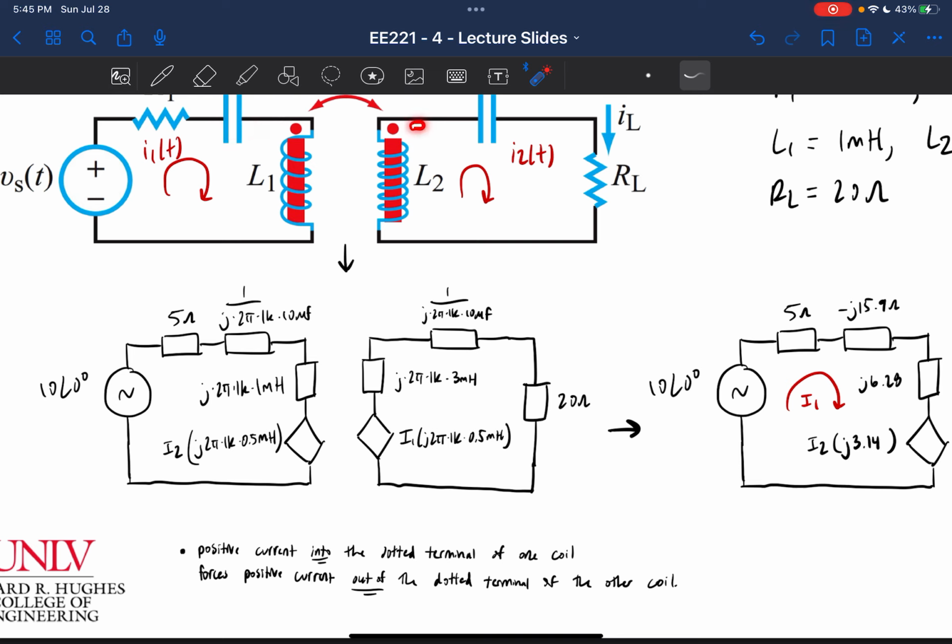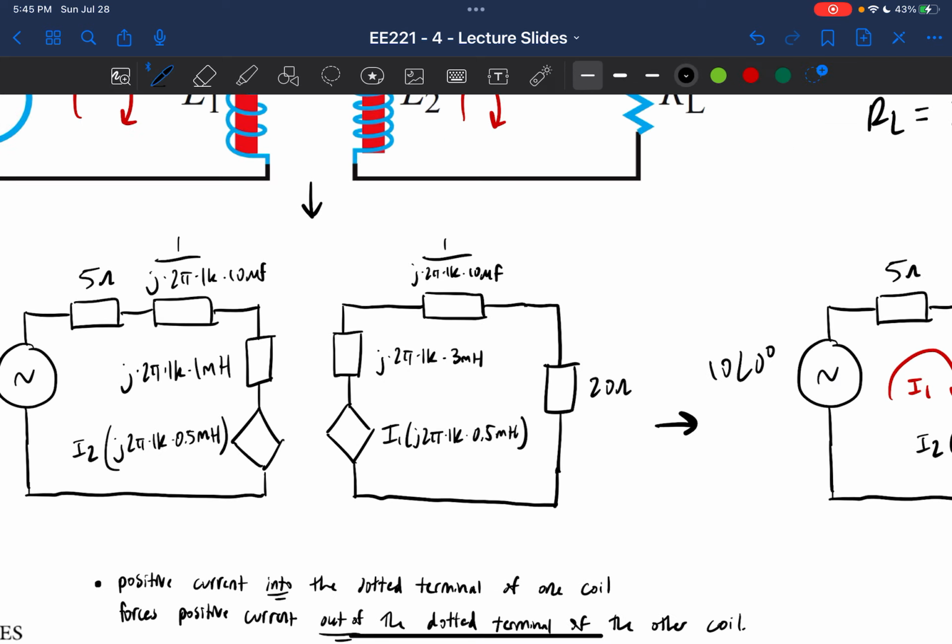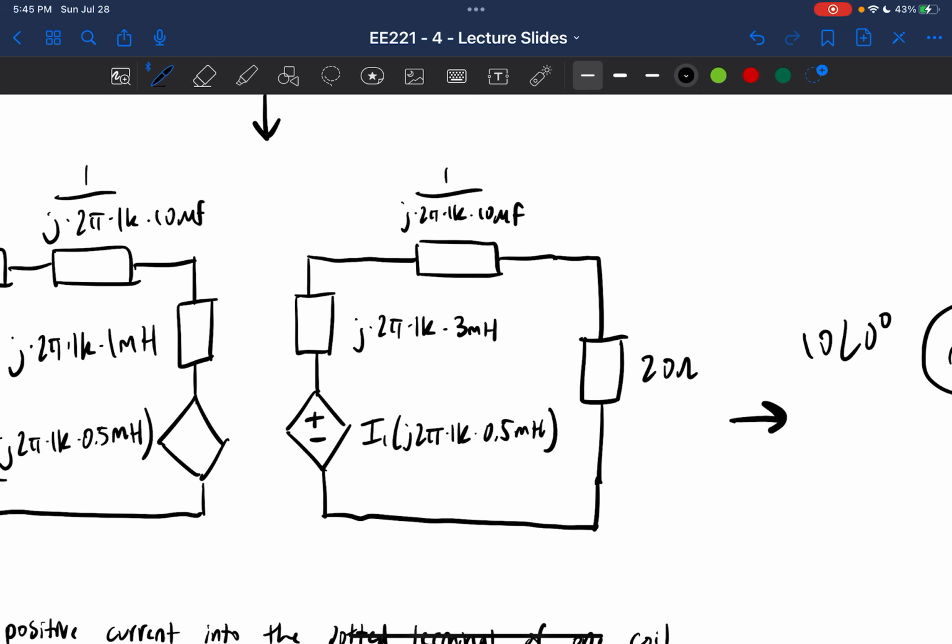That's going to force a current, not I2, an independent current, out of L2 at the dotted terminal. In other words, it's not flowing in this direction. It's flowing in the bottom and out the top, out of the dotted terminal. The voltage source that is induced needs to force that current to flow in that direction, okay? So because I need it to flow out of the dotted terminal, I need the polarity to be such. Okay, so that's the polarity of the first one.